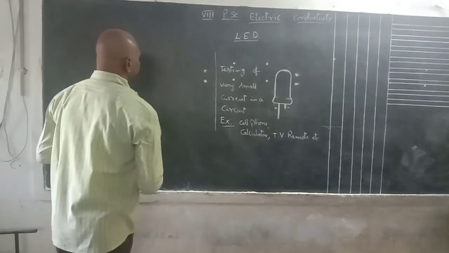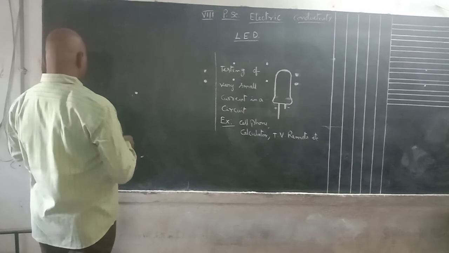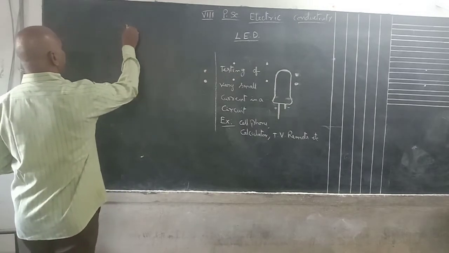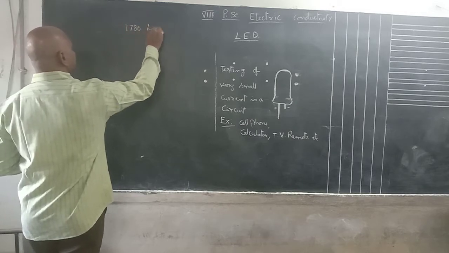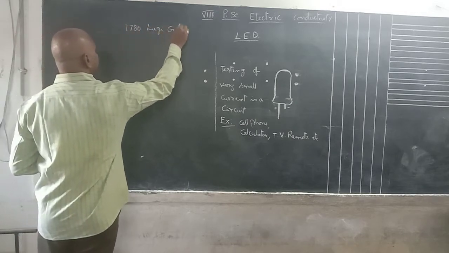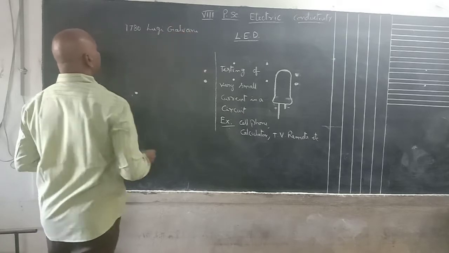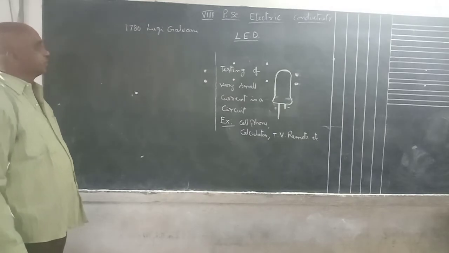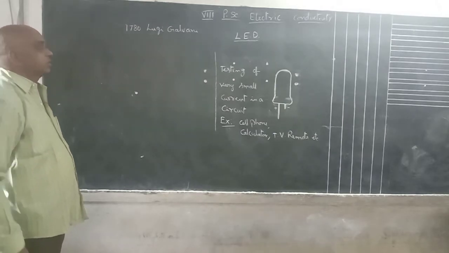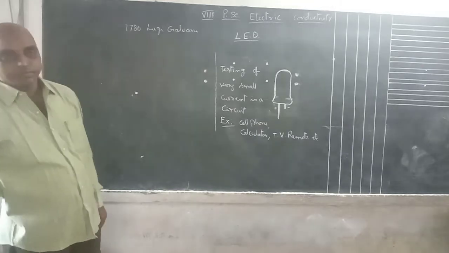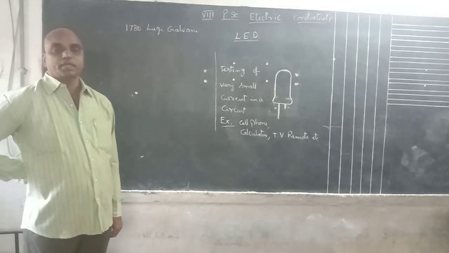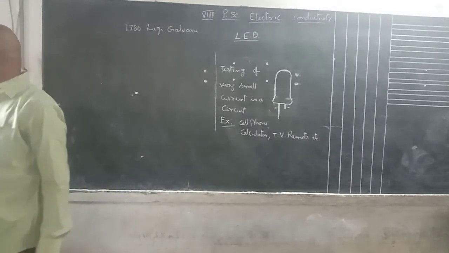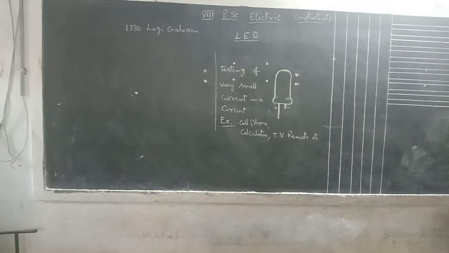Okay, next one is the scientist Luigi Galvani. In 1780, the scientist Luigi Galvani conducted an experiment. In the 7th class, you already know very well about the electric cell. Here electric cell means voltaic cell, Leclanche cell, bichromate cell, dry cell. Different types of cells are there.